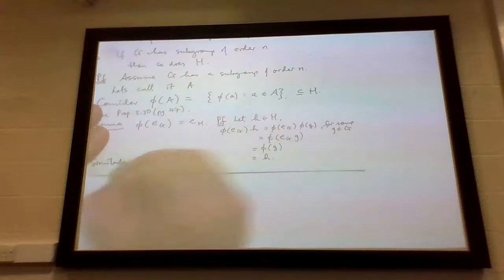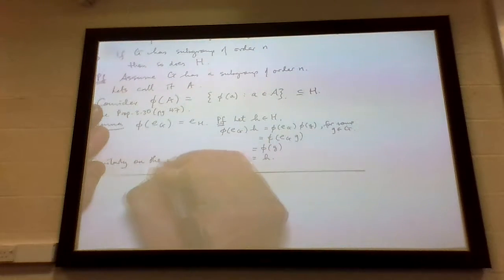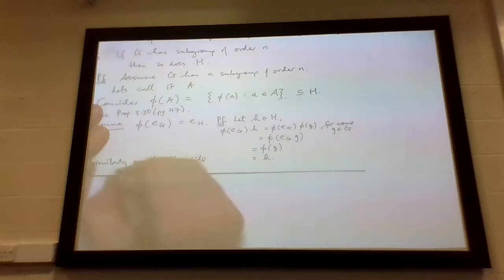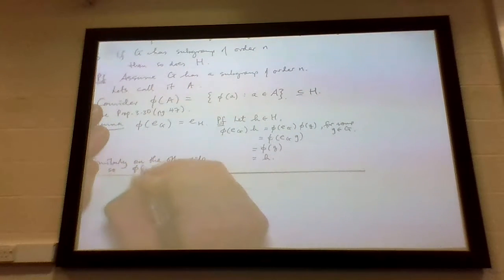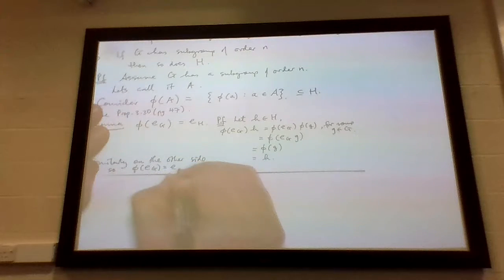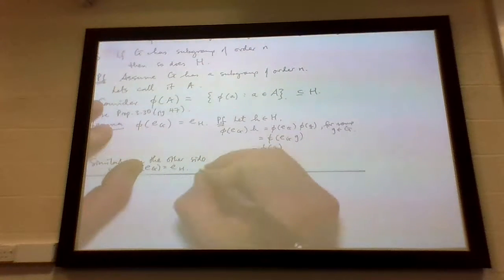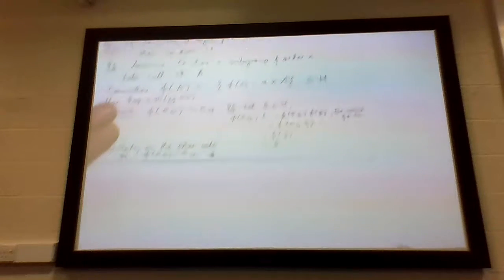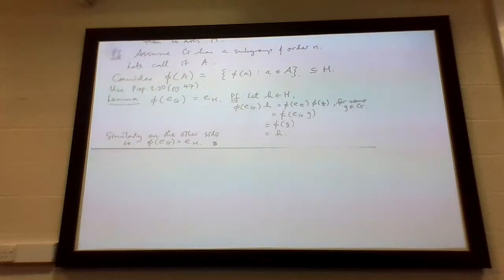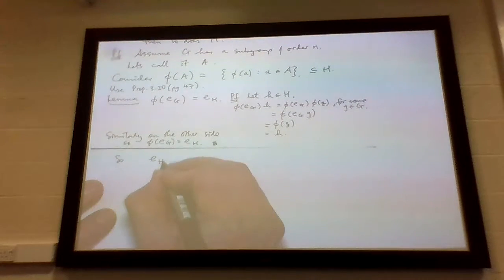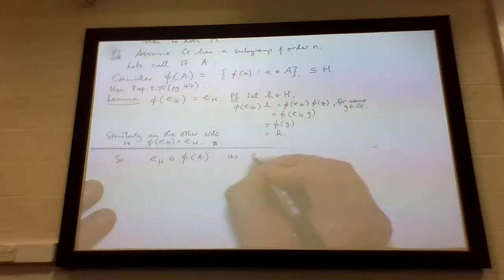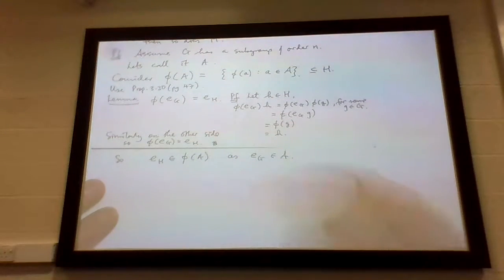You have to do it on the other side, similarly on the other side. You just consider the product the other way around. So phi of e_G equals e_H. So that's a quick little lemma in the middle of that. But that gives us the first part of proposition 3.30. So the identity from H is an element of phi of A, as the identity from G is an element of A, because A is a subgroup.